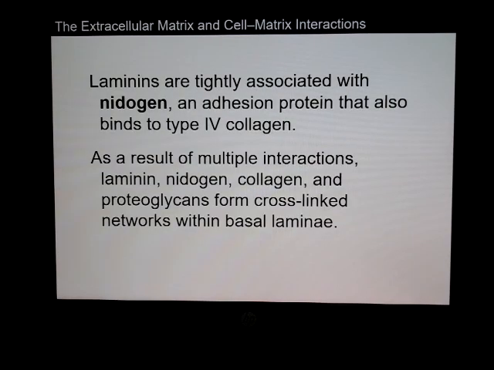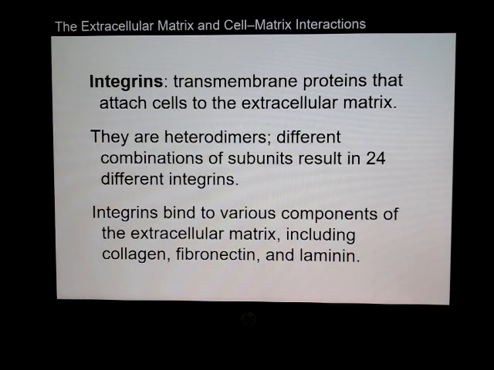So they're tightly associated with nidogen, and that's an adhesion protein that binds to type 4 collagen. So you have a lot of networks that get formed, and that's the key thing to remember, guys, with a lot of matrix formation. Networks are formed. There's a lot of different components that stick together to keep everything in our bodies contained.